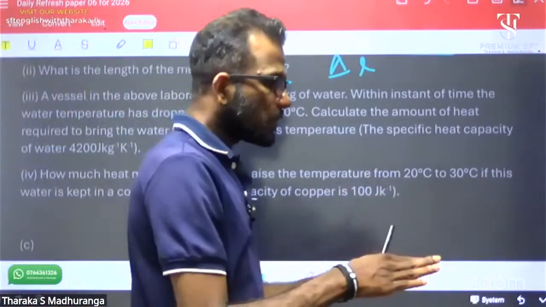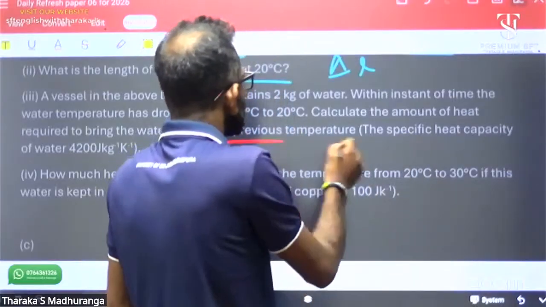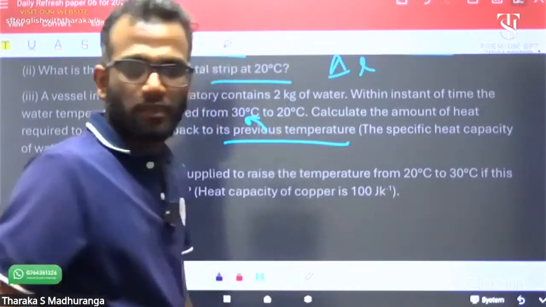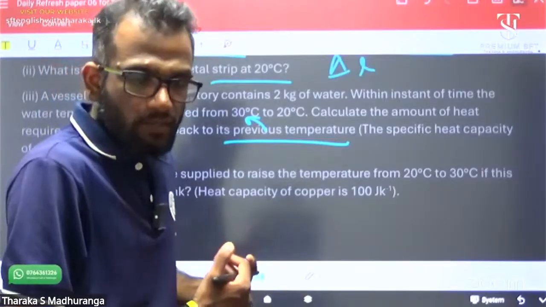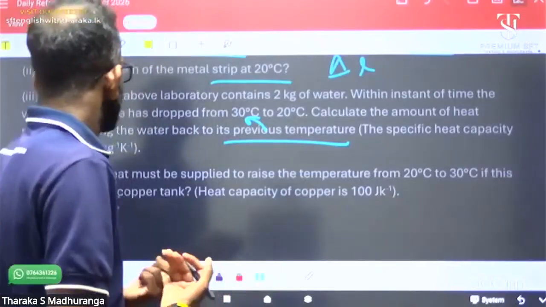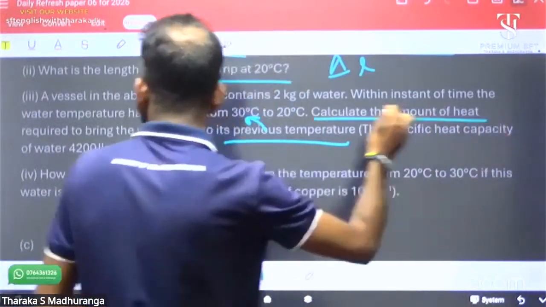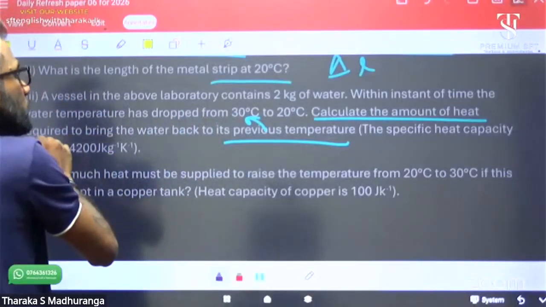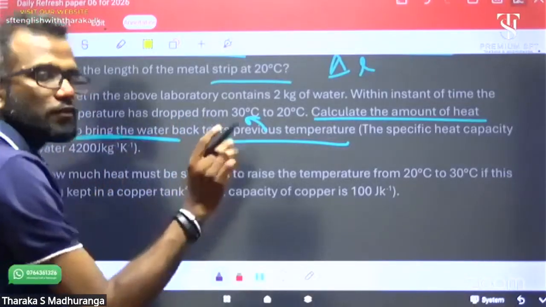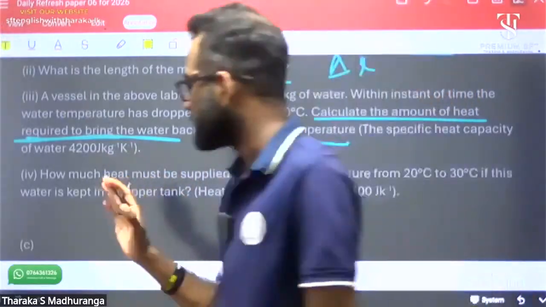The initial temperature is 20 due to the air conditioner. I want to get it back to the previous, which means 30 Celsius again. The amount of heat asked is only for the water. Don't need to calculate for the vessel or container.